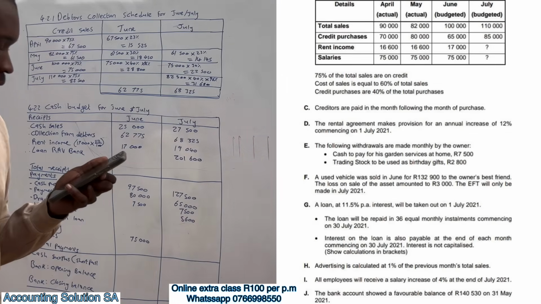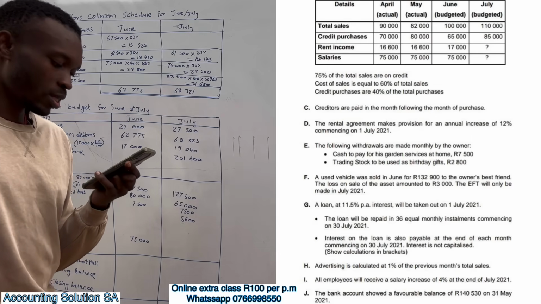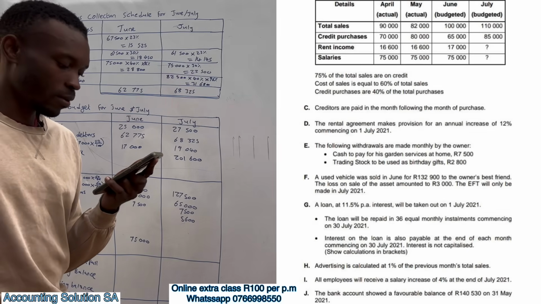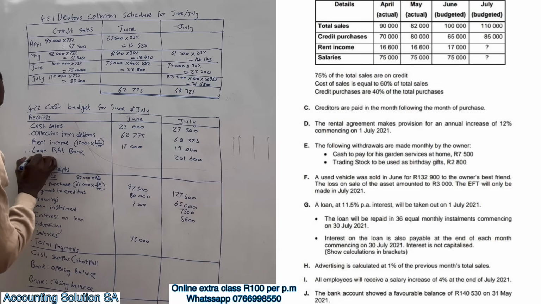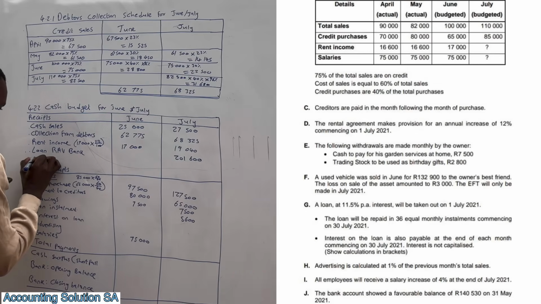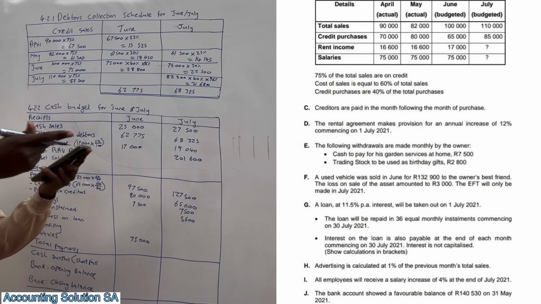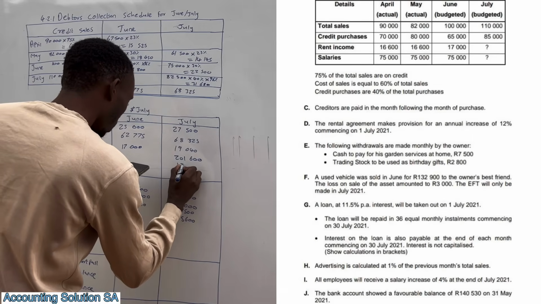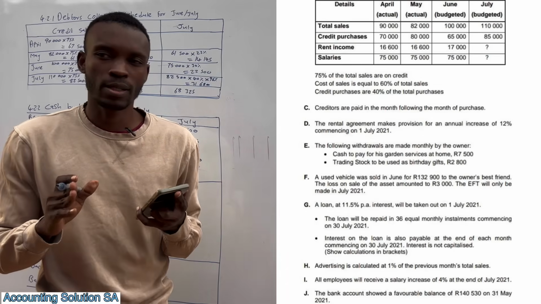Okay, a used vehicle was sold in June for an amount of 132,900 to the owner's best friend, and the loss on sales is 3,000. EFT will only be made in July. It's going to be received in July. We sold what? Vehicle. Asset sold. We receive, because when we sell, we receive cash. We receive an amount of how much? 132,900. The loss is not recorded, guys.